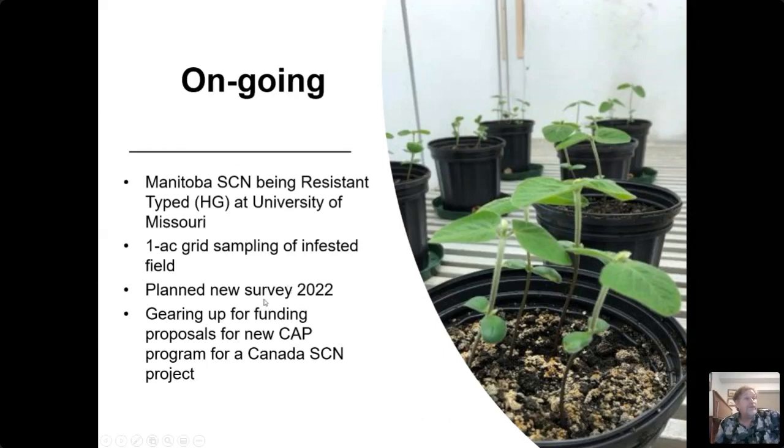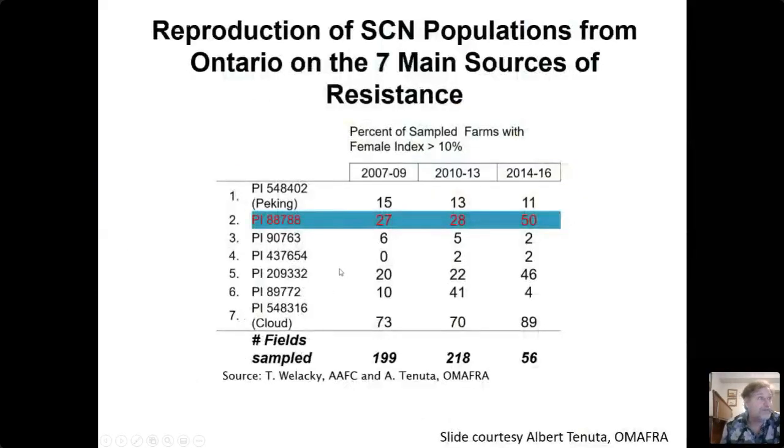Okay, we plan a new survey in 2022 with the partnership of the Manitoba Pulse and Soy Growers, and we're gearing up to be part of a national program for tackling SCN across Canada in the new CAP funding framework. So I think we don't have too much time left, do we, Mark? Huh? We've got another couple minutes here, Mario. So yeah, feel free to finish off.